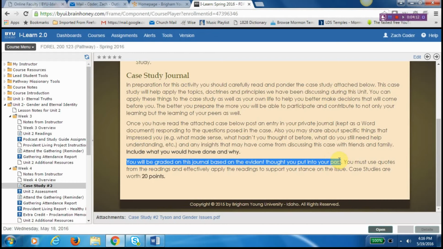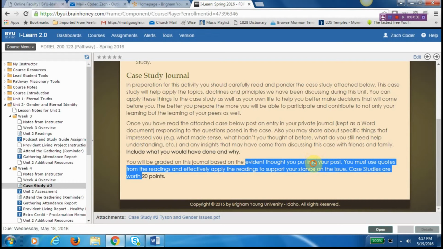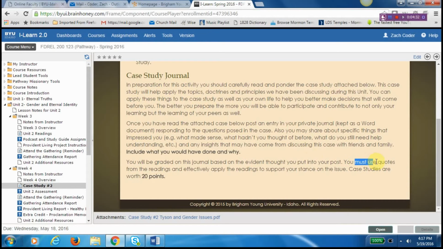Now, that one you really can't do wrong unless you just write something really non-specific, like, I would tell Tyson to bear his testimony. And if that's all you put, then not a lot of thought, okay? I'm not seeing any problems with that. You guys are, for the most part, putting thought into your post. But you must use quotes from the readings of the week, the proclamation, the talks, scriptures.